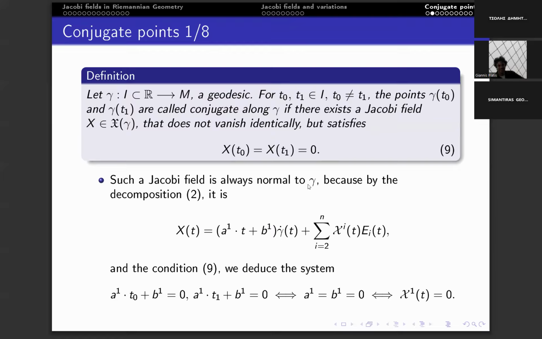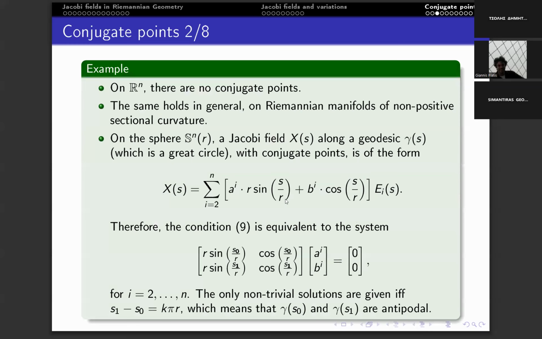Starting with such a Jacobi field, we have that it is always normal to gamma because of the decomposition. Using the Jacobi equation and the initial conditions given by equation 9, we can see that the tangential component is 0, by using that x(T0) and x(T1) are 0. So a Jacobi field of this type is always normal to the geodesic gamma.